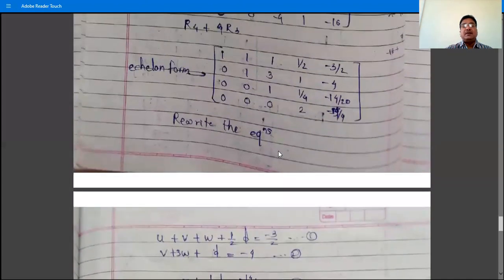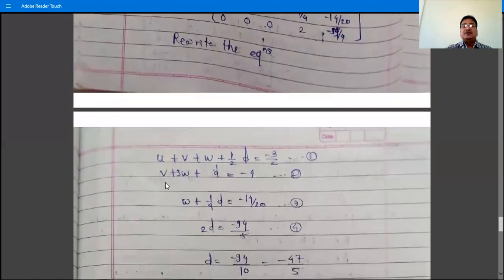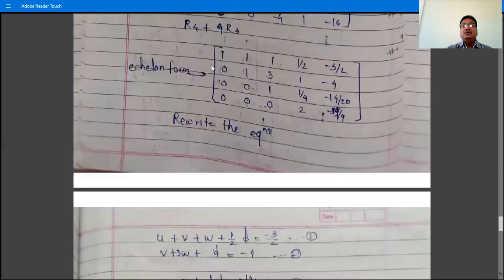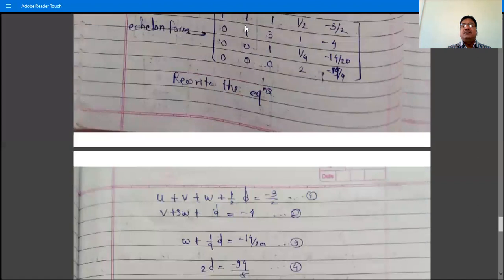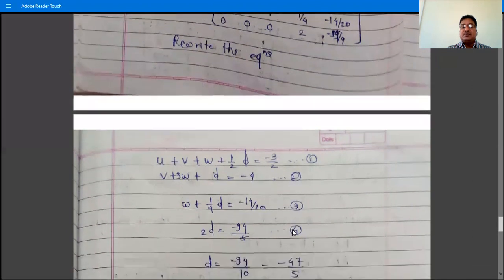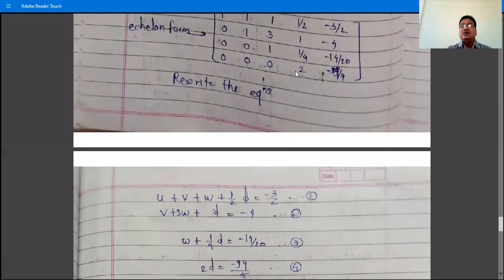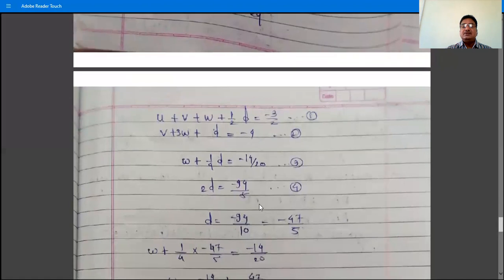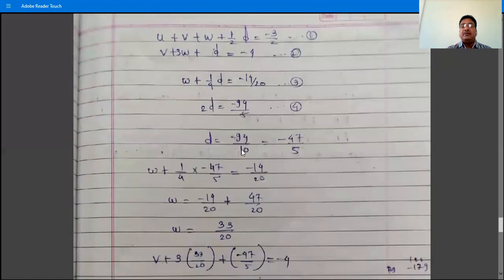So rewrite the equations. I can convert the matrix to equations. So what do we have? We have U plus V plus W plus 1/2 D is equal to minus 3 by 2. Then V plus 3W plus D is equal to minus 4. Then the next equation is W plus 1 by 4 D is equal to minus 14 by 20. And the last equation is 2 into D is equal to minus 94 by 5.